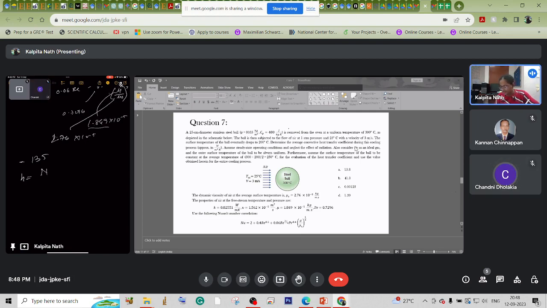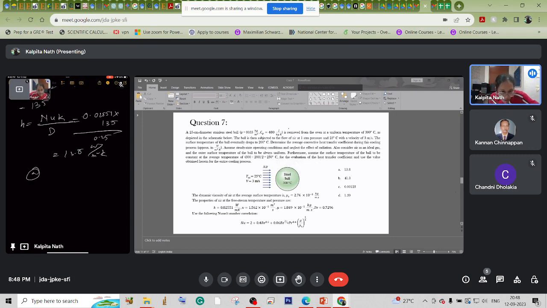So then h is equal to Nusselt number times k upon D. k will be 0.02551, right? The Nusselt number is 135 and D is 0.25. So this will come out to be 13.8 watt per square meter Kelvin. So this is option A.